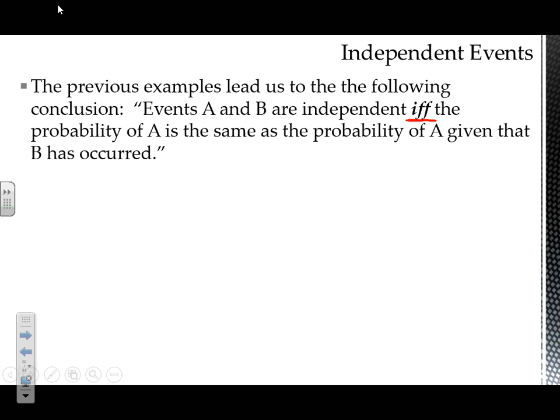So A and B will be independent if and only if the probability of A is the same as the probability of A given B. Okay. In notation, which again is going to be extremely important, you guys have to understand notation and know how it's utilized, know how to translate between math and English. So what this statement boils down to: the probability of A has to be equal to the probability of A given B.